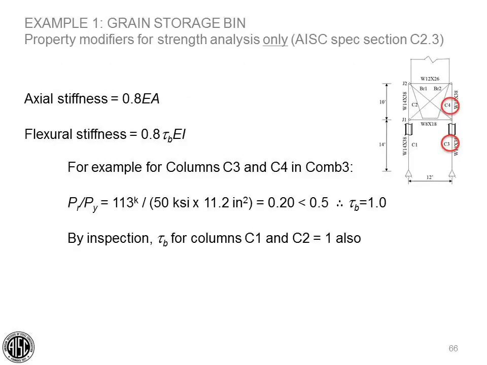Now we'll apply the stiffness reduction to our second order strength analysis. The axial stiffness is reduced to 0.8 EA. The flexural stiffness is reduced to 0.8 tau B EI. We're able to use tau B equals 1.0 in this case, since Pr over Py for all columns is less than 0.5. So we'll mesh the column elements, reduce the stiffness of all members using 0.8 EA and 0.8 EI, and run a second order analysis.